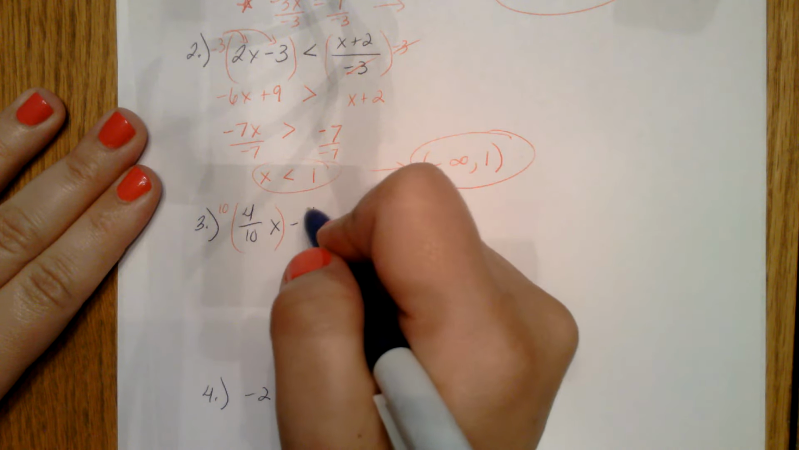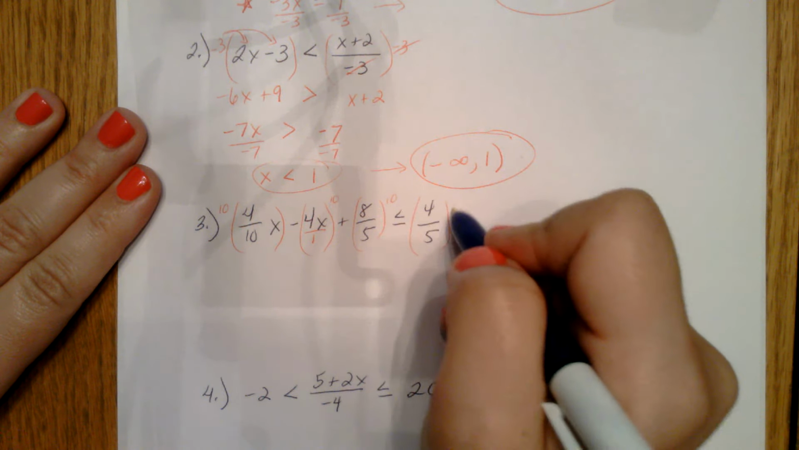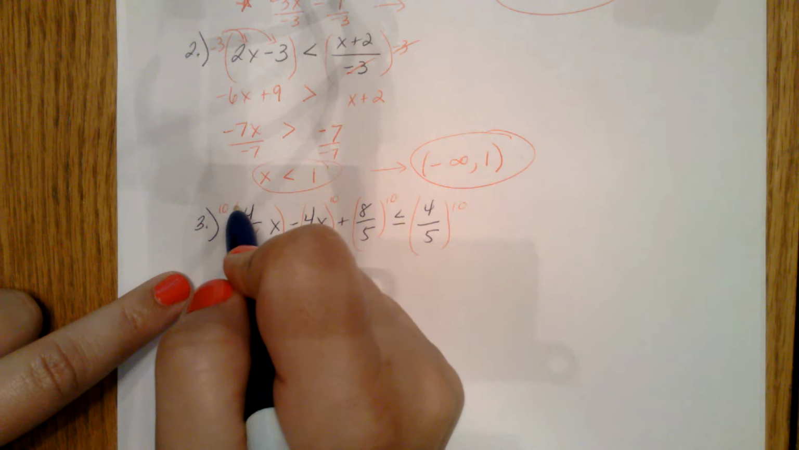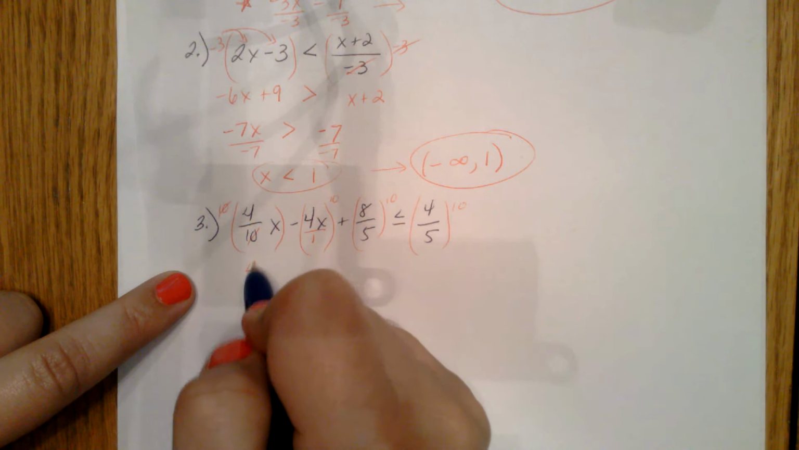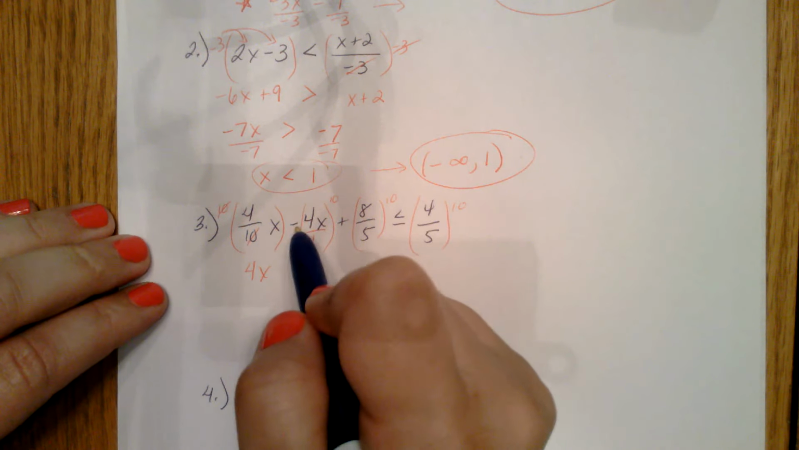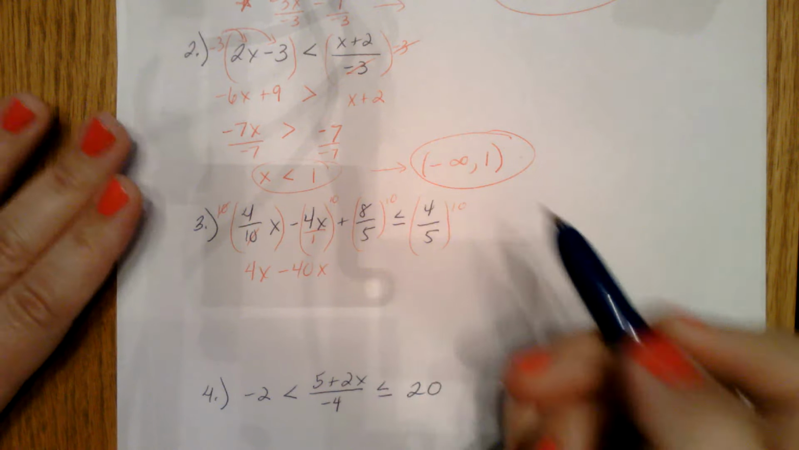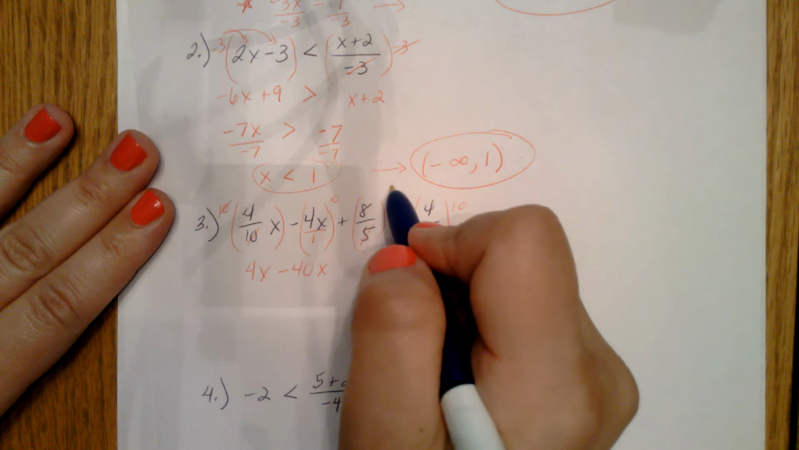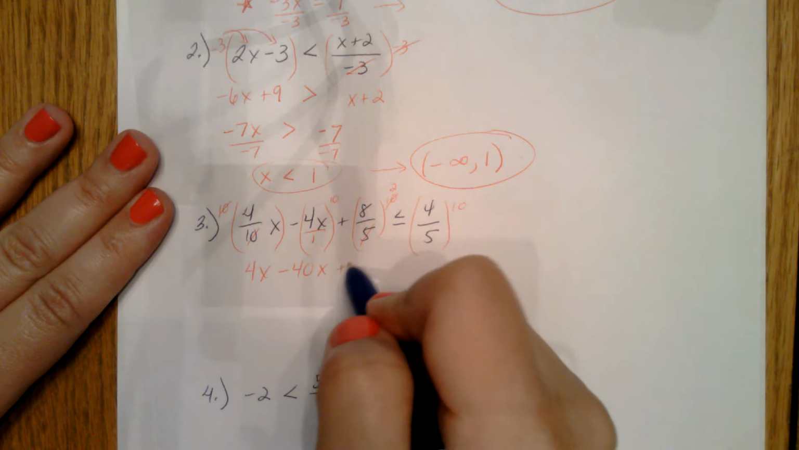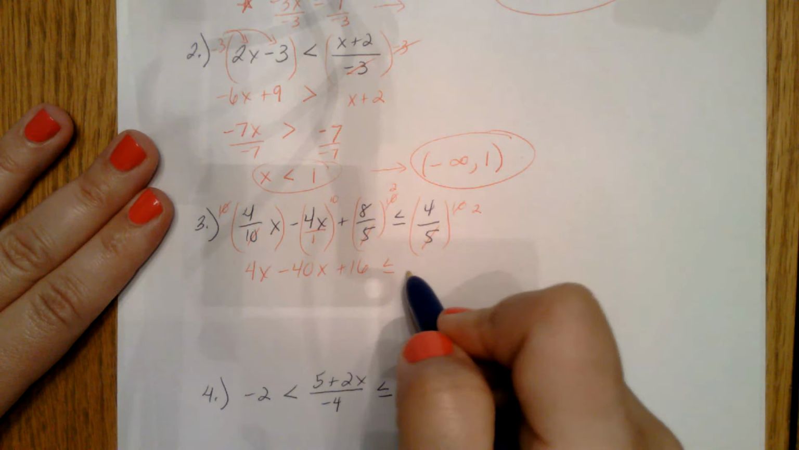Times 10, times 10, times 10, times 10. The 10 and the 10 cancel, and you're left with 4 and an x. 1 is on the bottom, so there's nothing that cancels, but negative 4x times 10 is negative 40x. 5 goes into 10 2 times. 2 times 8 is 16. And 5 goes into 10 2 times. 2 times 4 is 8.